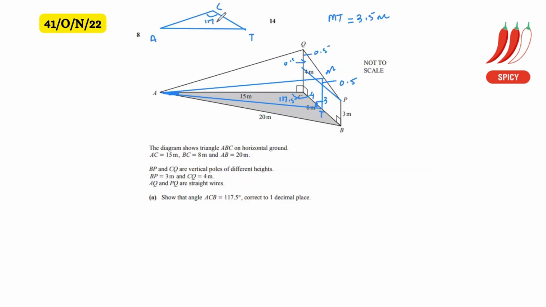This is 117.5. CT, I'm saying, is 4 meters. AC is 15 meters. The reason why CT is 4 is because this triangle is in the middle of P and Q, which means this CB length, which is 8 meters, gets divided into 2 equal parts. Hence, CT becomes 4 and TB would also be 4.